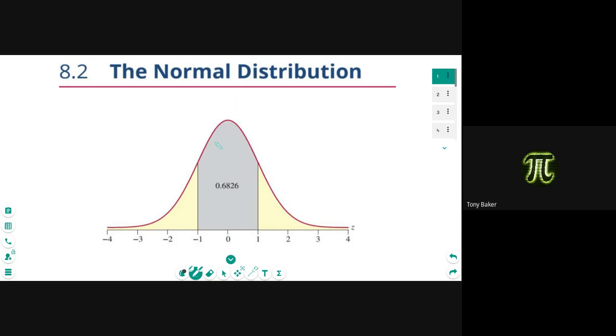Okay, so the first thing we're going to look at today is how the bell curve works, how we can find those probabilities and that information, and then we'll start looking at some problems on how we can take that and turn it into a binomial experiment like we did with the discrete probabilities.